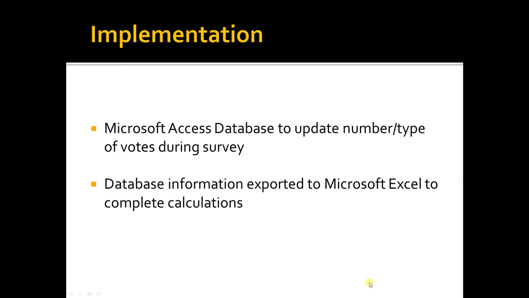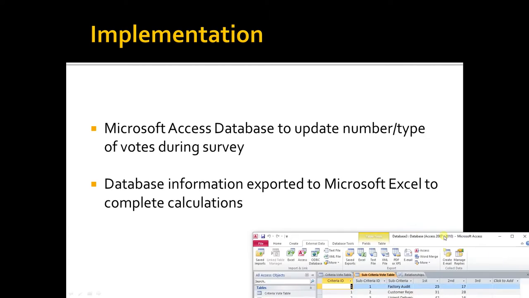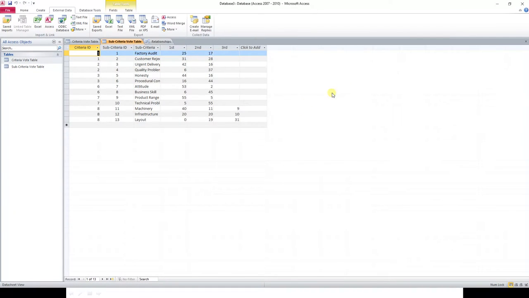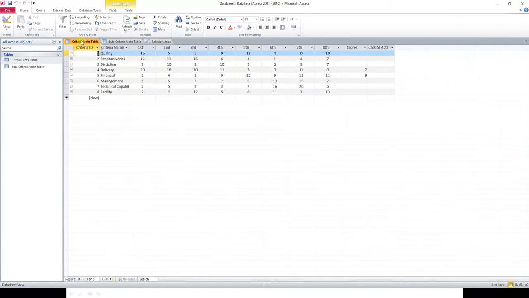For the implementation, I used Microsoft Access in order to update your number or type of votes during the survey, so you could do this problem again with a different number of criteria or a different number of votes or anything like that. And then from there, I exported to Excel in order to complete my calculations. So right now, I'm going to go ahead and show you guys what my database looks like. I have 3 tables: my criteria vote, my sub-criteria vote, and my relationship tables.